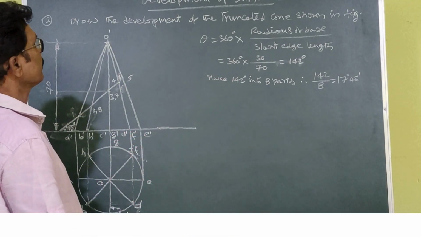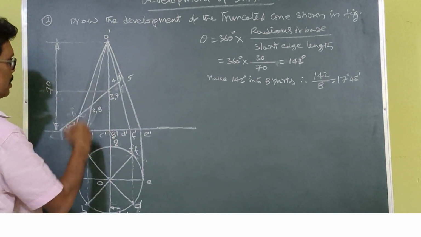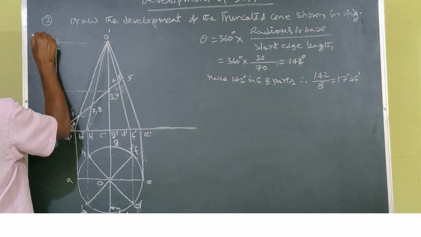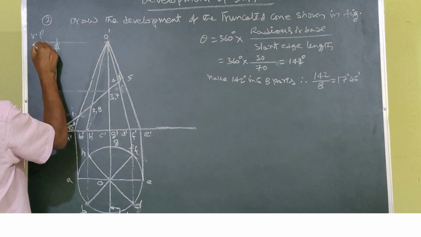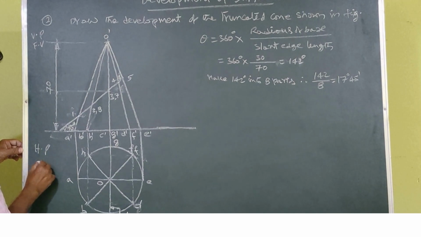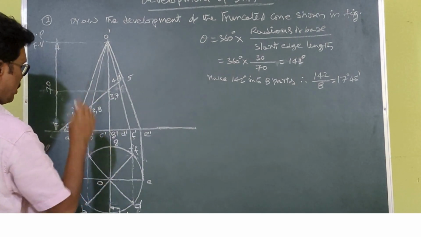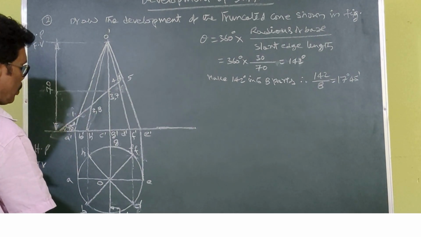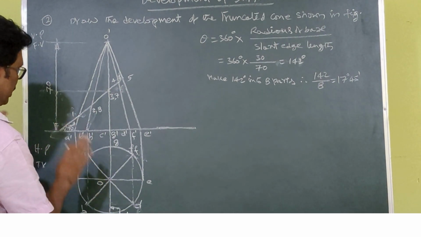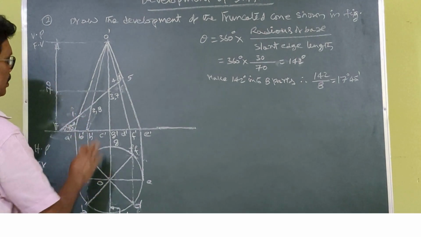Coming to development of surfaces, this diagram is given. From this figure, we have to develop the surface. That is the vertical plane, front view. The horizontal plane is the top view. This is the cone, with the base in the HP, and the axis is parallel to VP.